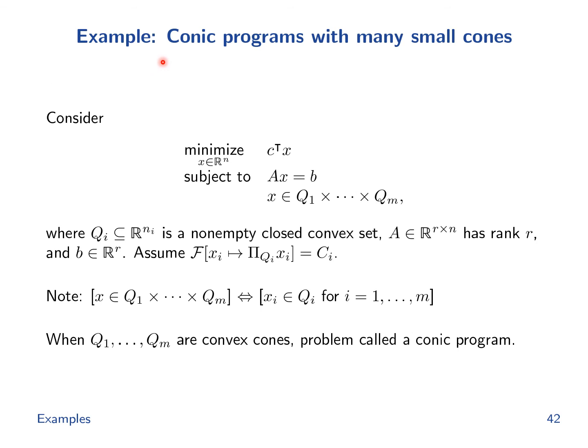In this example, let's consider conic programs with many small cones. We minimize a linear objective, subject to a linear constraint and a set constraint. This writing means that the subvector xi lies in the corresponding set Qi. When these sets Qi are convex cones, the problem is called a conic program. We also assume A has full row rank r. Otherwise, this linear system either has redundant constraints or is infeasible. We assume the cost of projecting onto every set Qi is ci.